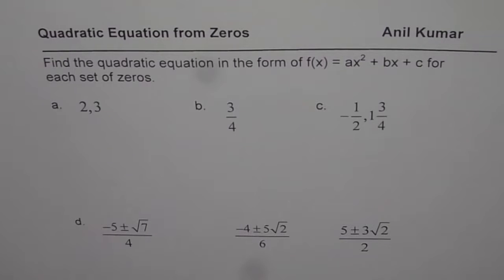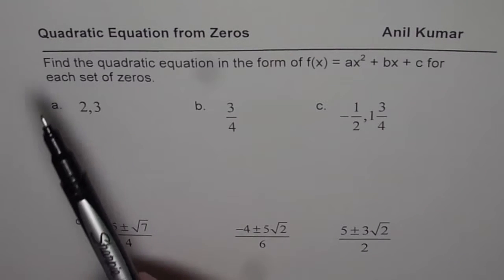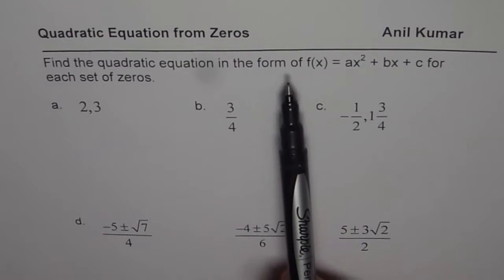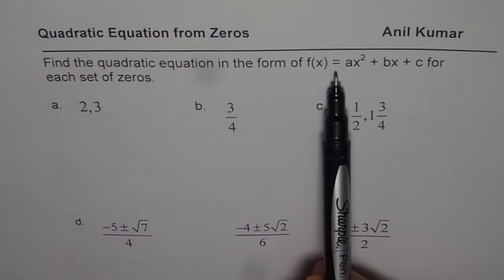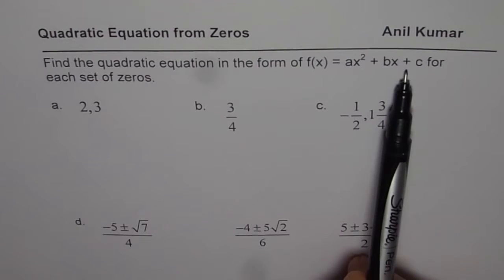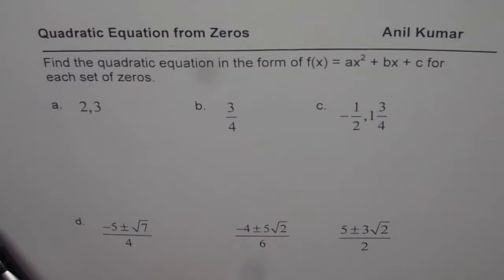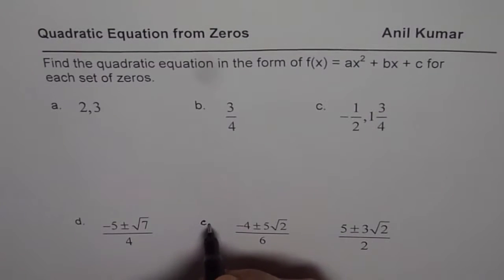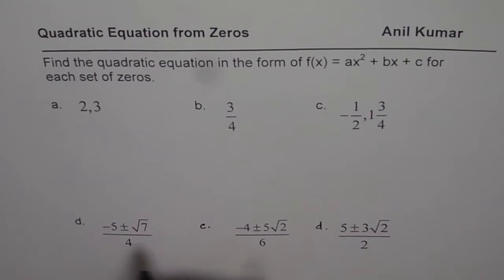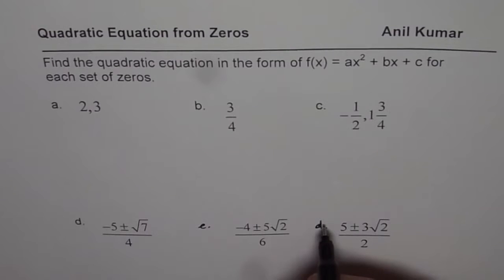You need to write quadratic equations from given zeros. The question is, find the quadratic equation in the form of f(x) = ax² + bx + c for each set of zeros. So there are 6 parts to this, right? Let me write down here C and D. Okay, A, C, D, E and F, right?